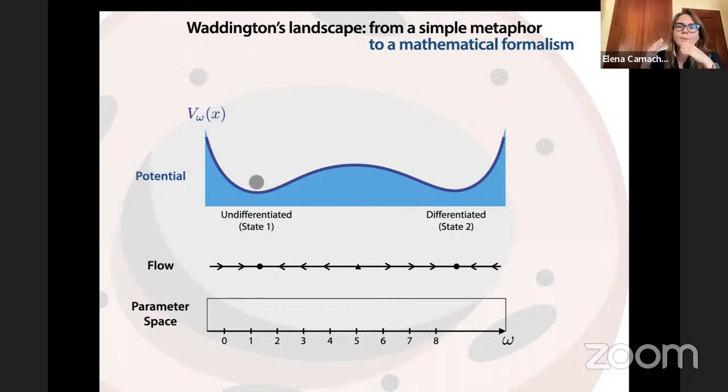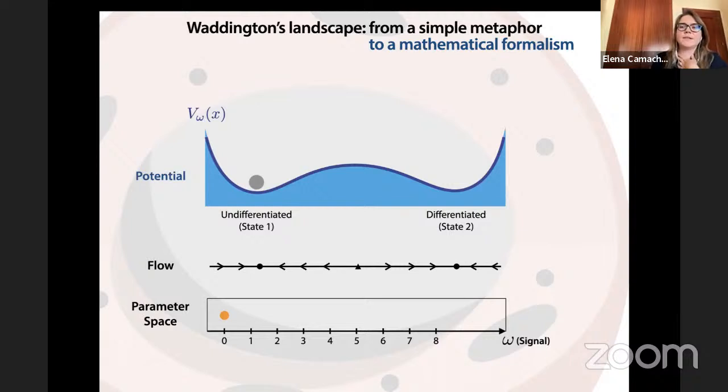And also the potential function will depend on parameters, in this case omega, which will control the shape of this landscape. And so through omega, we will parameterize the signals that in turn will change the shape of this landscape, and therefore control where the ball is going to move to. So in this case, let's say the cell is not receiving any signal, so this parameter is going to be 0. And so this is the shape of the landscape.